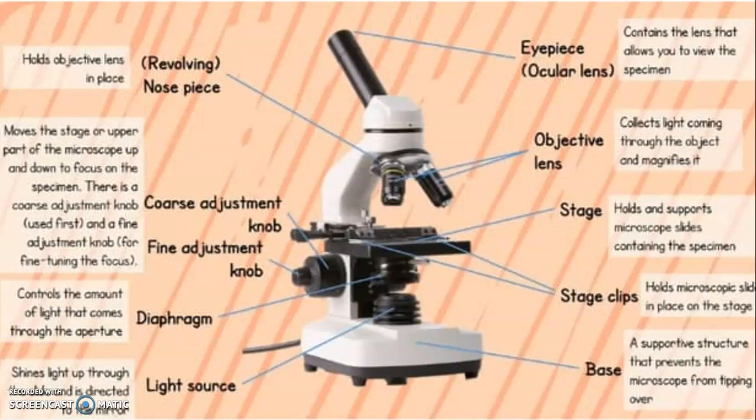The coarse adjustment knob is used first, and the fine adjustment knob for fine tuning the focus. And also, the diaphragm controls the amount of light that comes through the aperture, and the light source shines light up through and is directed to the mirror. And also the base, the supportive structure that prevents the microscope from tripping over.